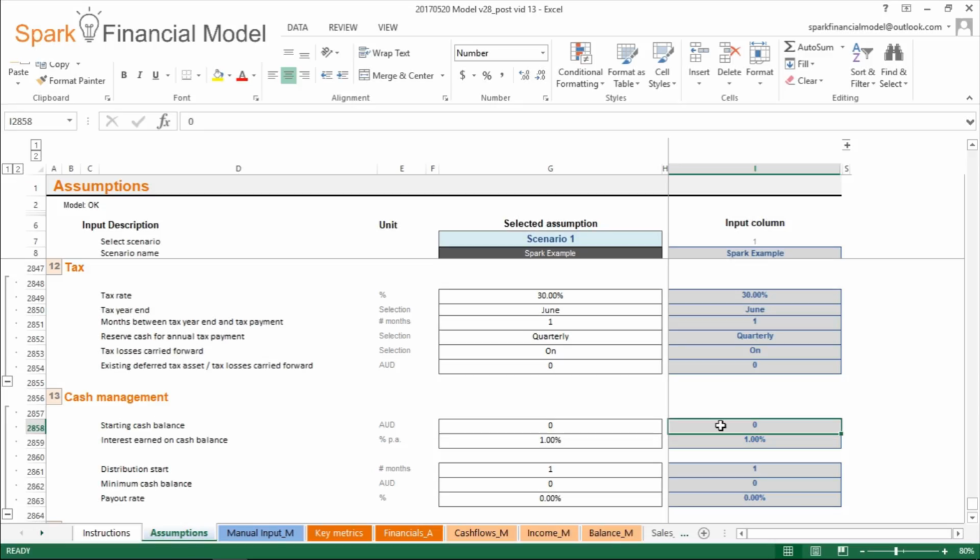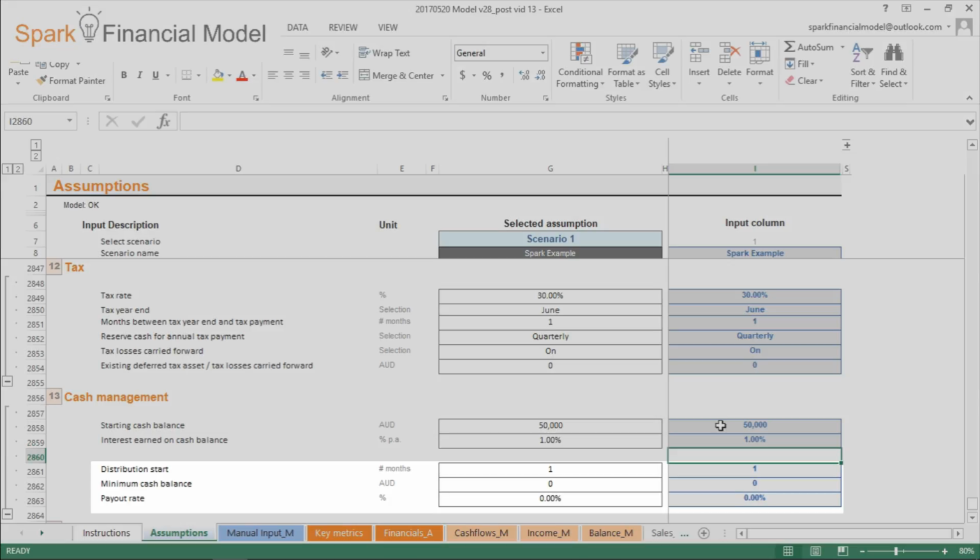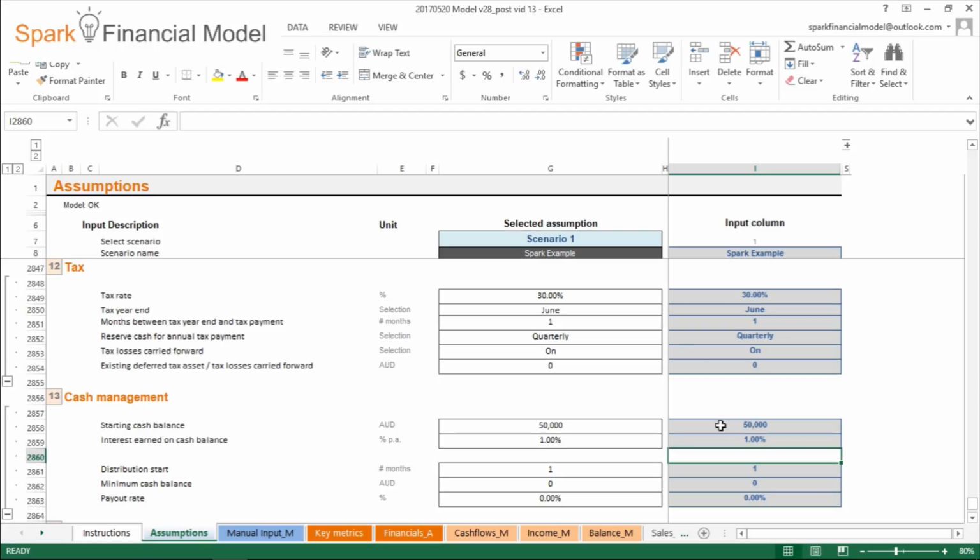Let's say $50,000 here. Next is the interest you earn on your cash reserve. This is typically the rate your bank account offers you. Let's say 1%. This applies to your tax reserve as well. The next inputs all deal with your distribution policy, basically how the model assumes you, the owner, takes money out of the business.